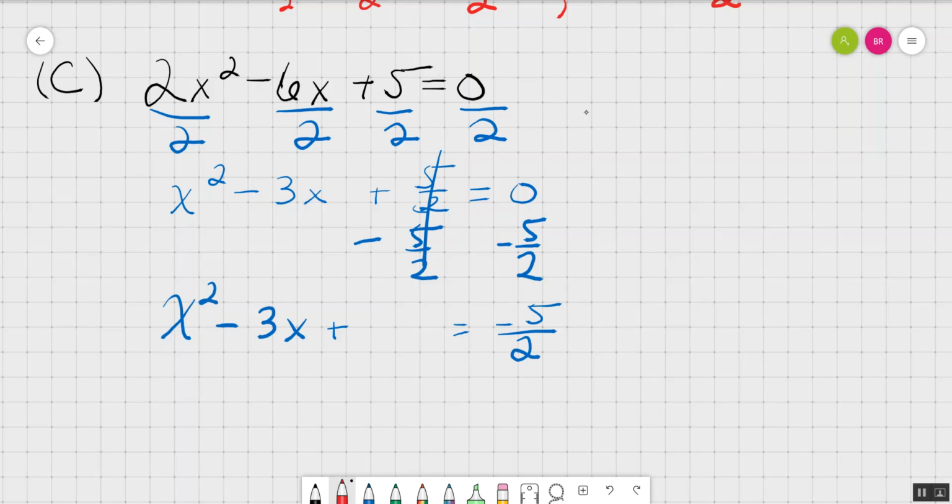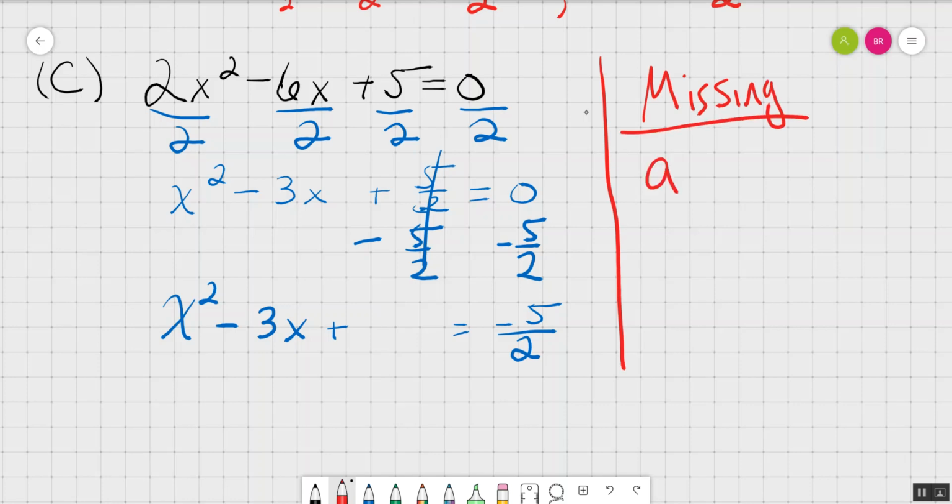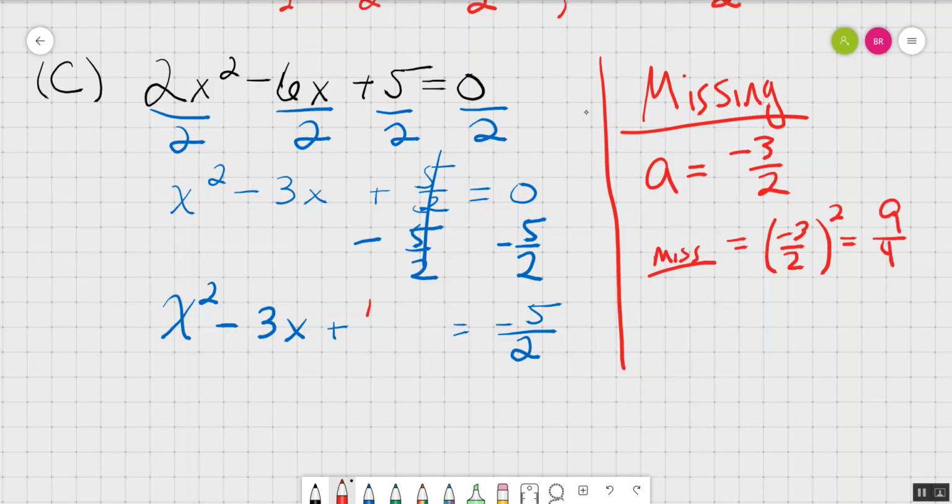Perfect. Missing value time. What's my a? Let's find the missing value. So a is going to be negative 3 over 2, which means the missing value that I'm going to have to add is negative 3 over 2 squared. When we square that, we get 9/4. So I'm going to be adding 9/4 to both sides. And there we go. Now we have a perfect square on one side.